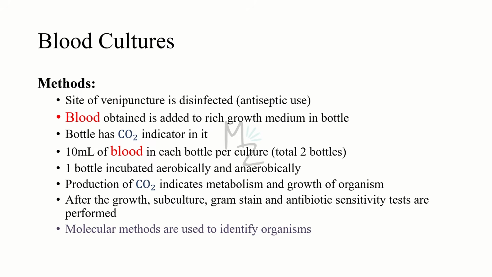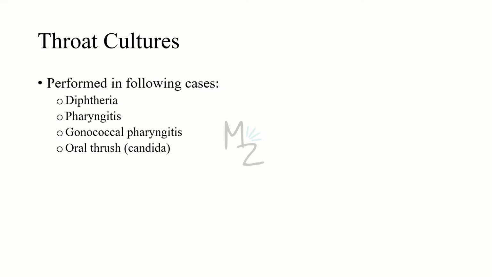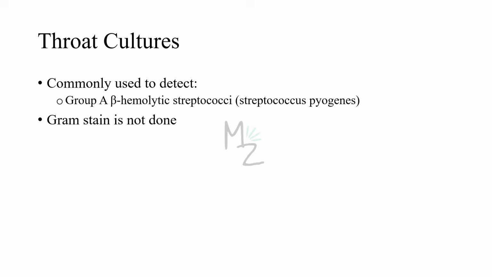Production of carbon dioxide within the bottle indicates that organism metabolism and growth have occurred. Once growth occurs, gram stain, subculture, and antibiotic sensitivity tests are performed. In some hospitals, molecular methods are also used to identify the organism. Next ones are the throat cultures. Throat cultures are performed in diphtheria, pharyngitis, gonococcal pharyngitis, and oral thrush caused due to Candida. And they are used to detect the presence of group A beta hemolytic streptococci, the Streptococcus pyogenes.